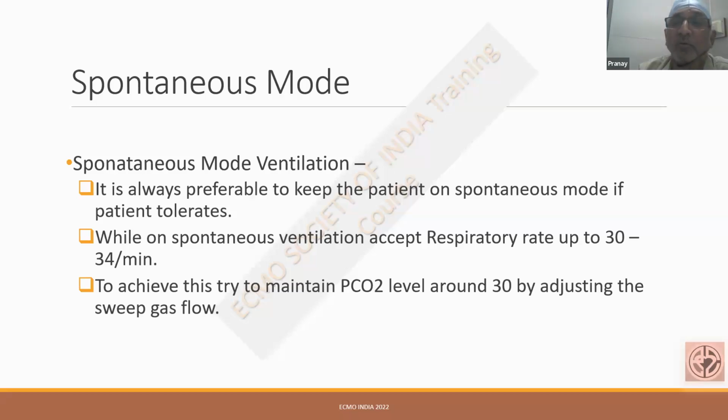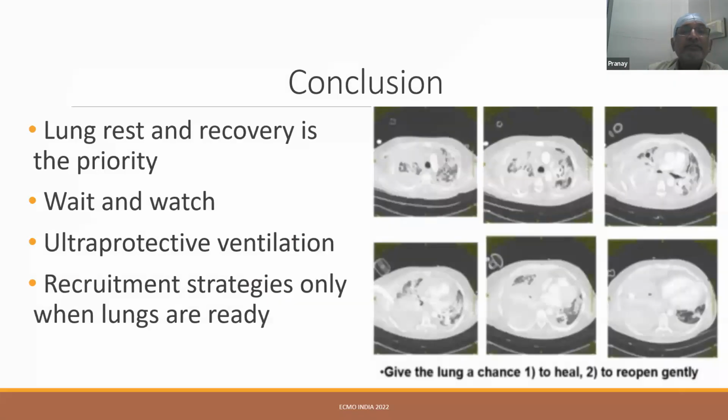Now, what if you try a spontaneous mode and the patient becomes tachypneic? Usually we always prefer to keep the patient on spontaneous mode if the patient tolerates. On spontaneous mode, if the respiratory rate is up to 30 to 34 without obvious distress or use of accessory muscles, we accept a respiratory rate of around 30. If the respiratory rate is going up, we go up on the sweep gas flow and thereby try to get the CO2 less than 30. The moment the CO2 comes down below 30, the respiratory drive comes down and the patient's breathing settles. So you can try by increasing the sweep gas and see.